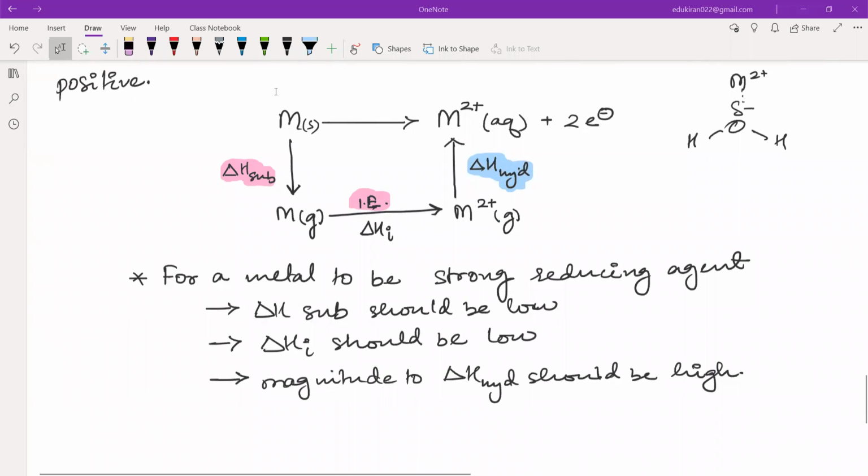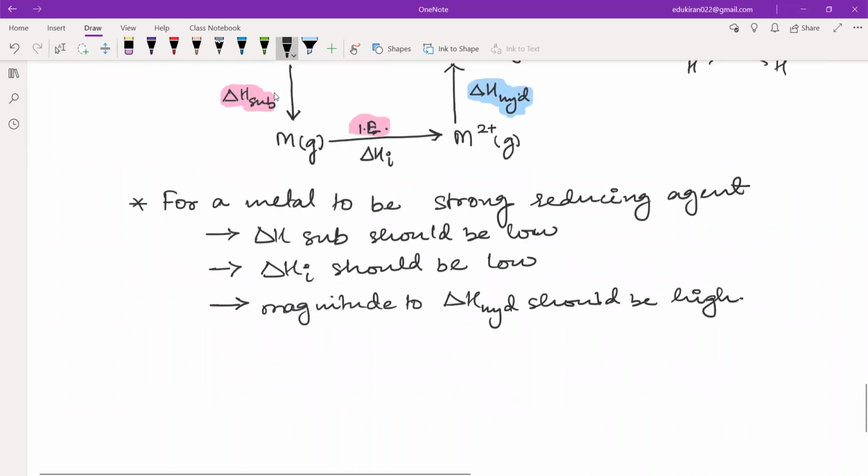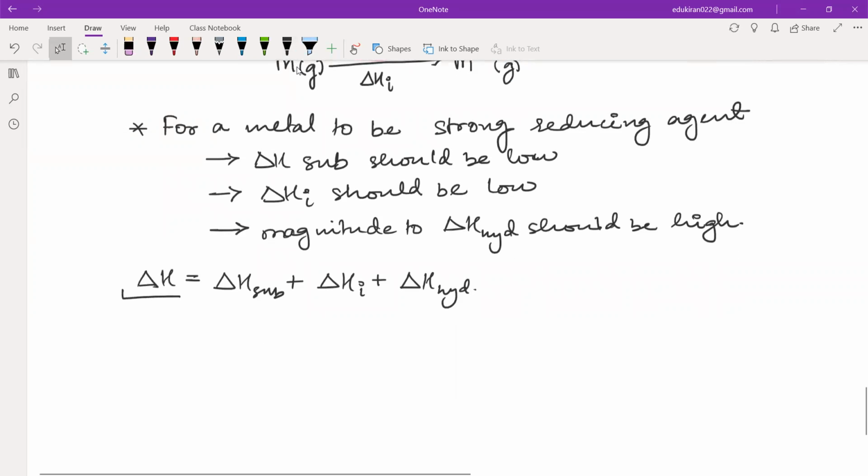Delta H, from M to M2 positive. So you can write the enthalpy change involved in the reduction. It is equal to the delta H of sublimation plus the delta H of ionization plus the delta H of hydration. So if this delta H is small, that means we will have a good reducing agent. If this delta H is very high, then we'll have a bad reducing agent.